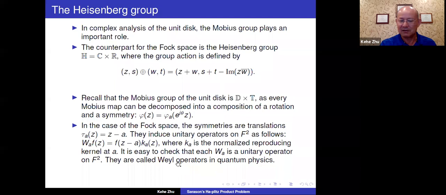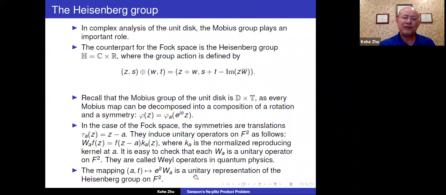Again, this kind of operators were studied many, many years ago. And it turns out they are very useful in the study of operators on the Fock space. A side remark over here: if you use the Weyl operator WA coming from the translation part, and pair this together with a real T corresponding to a translation, then this actually gives you a unitary representation of the Heisenberg group on the Fock space. Every time you have a group, sometimes you want a unitary representation, meaning a representation of the group as a subgroup of the unitary group. And this is a very famous, very classical representation of the Weyl group on the Fock space.